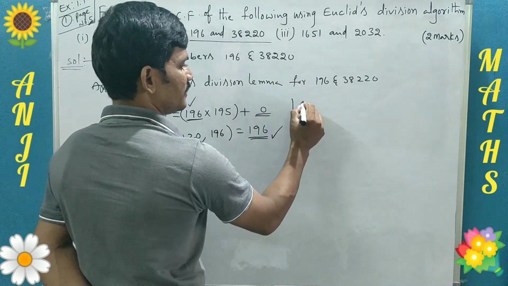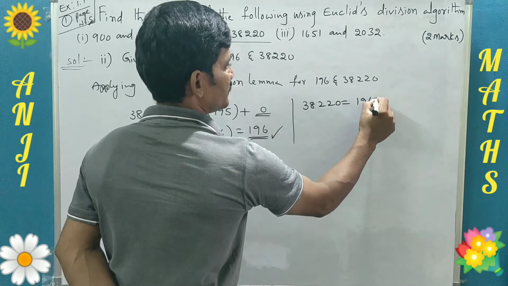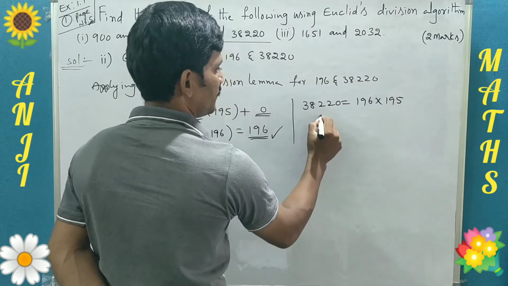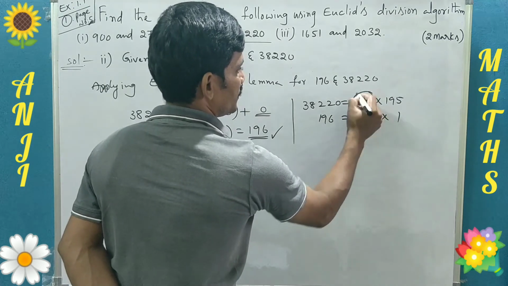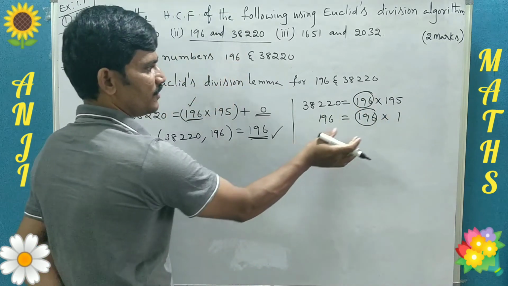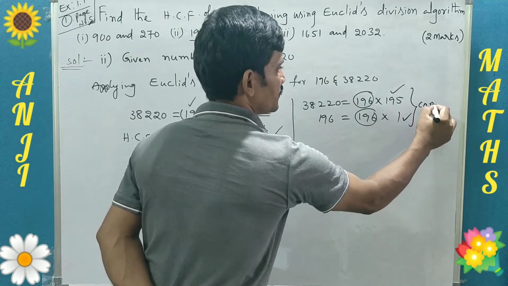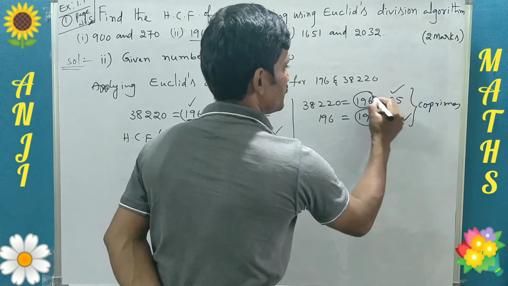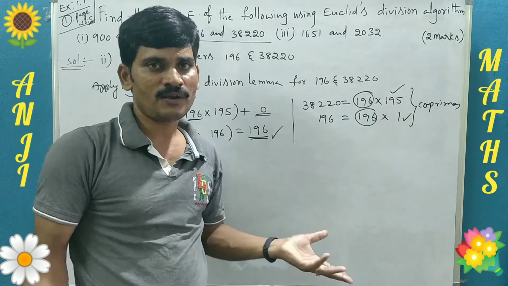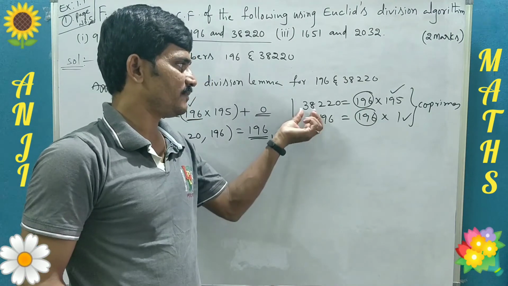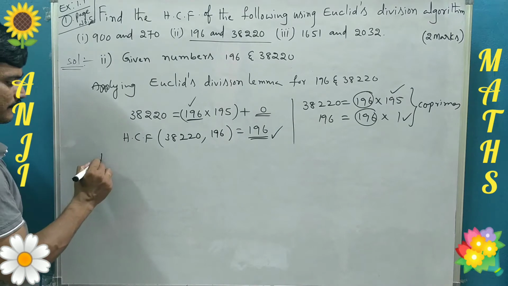Let me write: 38,220 can be written as 196 times 195, and 196 can be written as 196 times 1. So if you write them as multiples of the HCF, then these two should be co-primes. These two are co-primes, so it becomes the HCF. Obviously 1 and 195 are co-primes, therefore the HCF of these two is 196. Let me go for the third one.